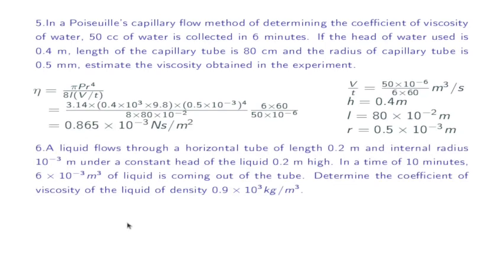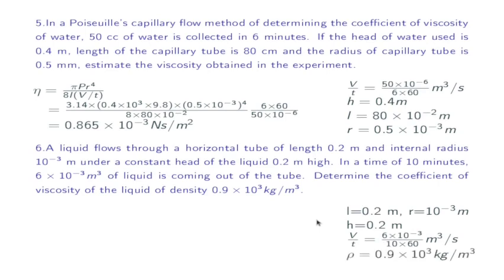Here a liquid flows through a horizontal tube of length 0.2 meter and internal radius 10 raised to minus 3 meter, under a constant head of the liquid 0.2 meter high. If in a time of 10 minutes, 6 into 10 raised to minus 3 meter cube of liquid is coming out of the tube, that means V by T is 6 into 10 raised to minus 3 by 10 minutes, that is 10 into 60 seconds. Determine the coefficient of viscosity of the liquid of density 0.9 into 10 raised to 3 kilogram per meter cube.